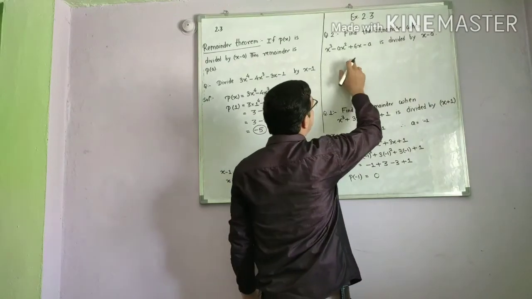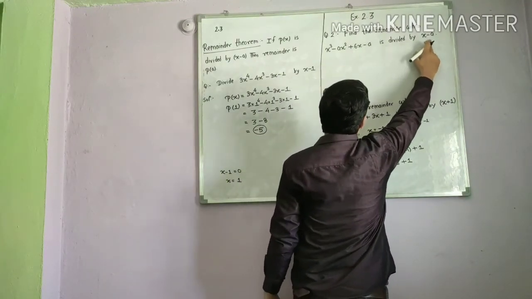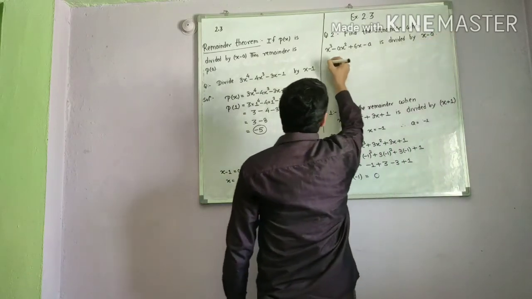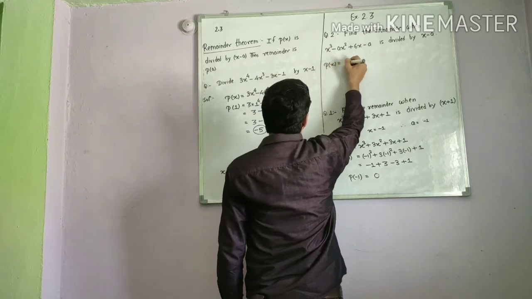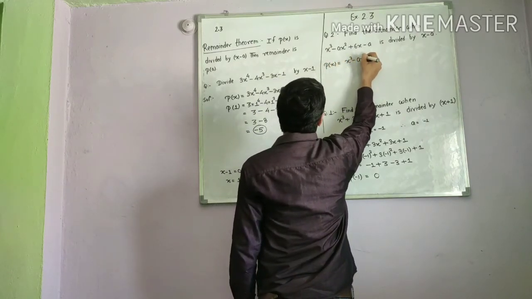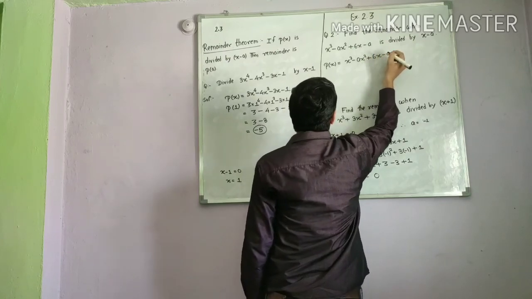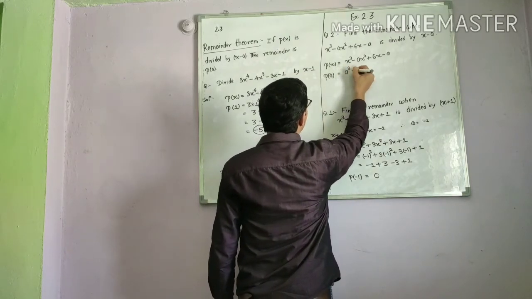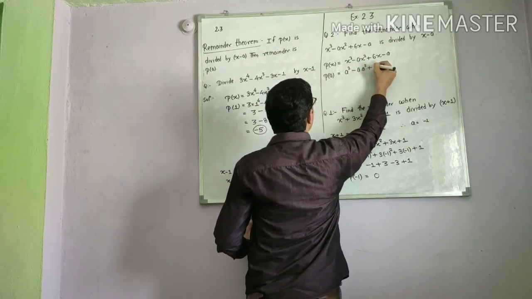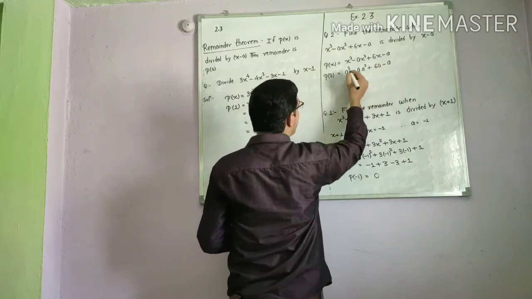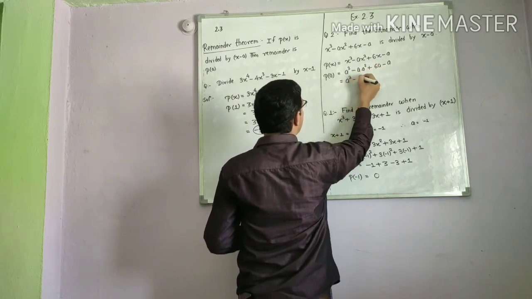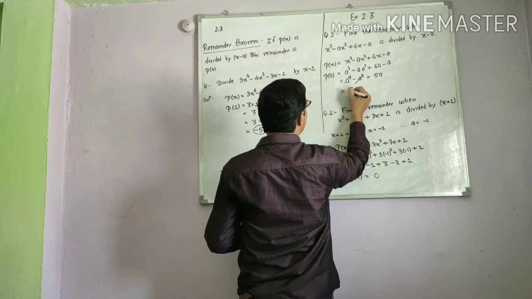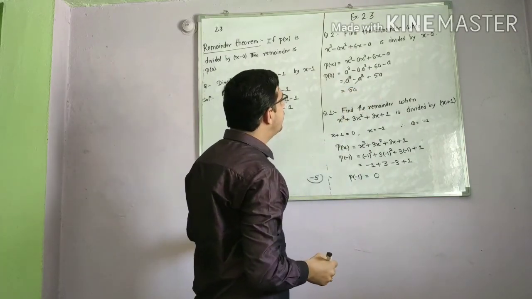Second question. Find the remainder when this is divided by x minus a. If I put x minus a equal to 0, I will get x is equal to a. So p of x is x cube minus ax square plus 6x minus a. The remainder will be p of a, means a cube minus a into a square plus 6a minus a. A into a square will be a cube, plus 6a minus a will be 5a. This will be cancelled. So 5a is my remainder.